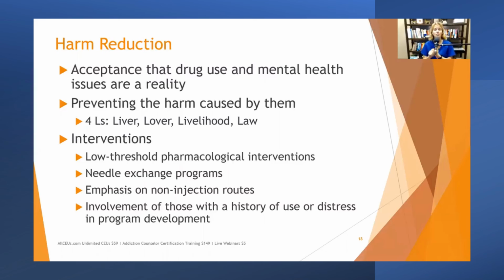Lover, we want to prevent harm in interpersonal relationships, and that can be friends, family, spouses, children, but they had to find an L. So liver and lover. The third one is livelihood. We want to make sure that people don't lose their job because of their substance use, and they're gainfully employed and hopefully thriving at their job. And the fourth one is the law. We don't want people to start acquiring a rap sheet because of their substance use.